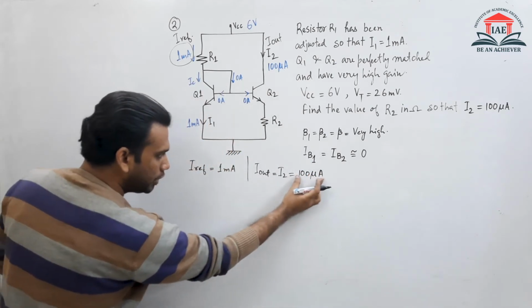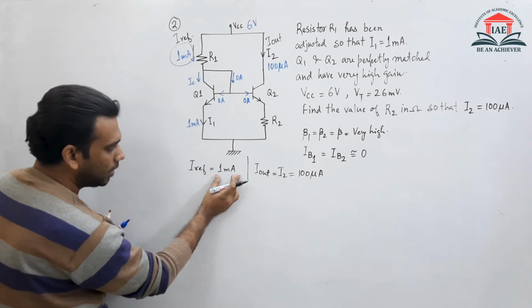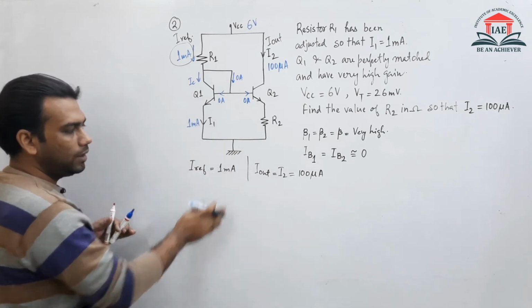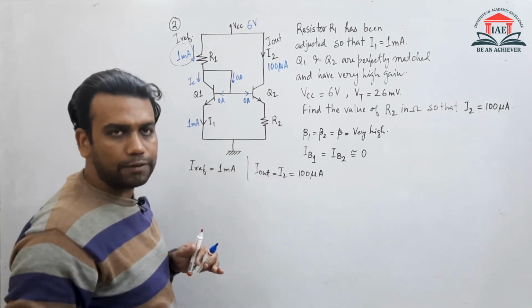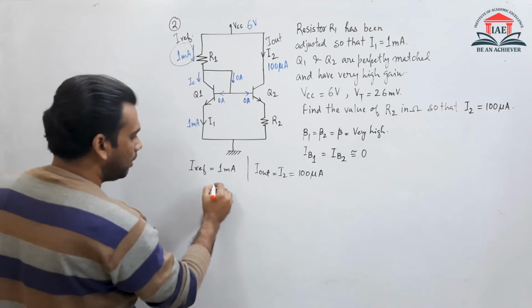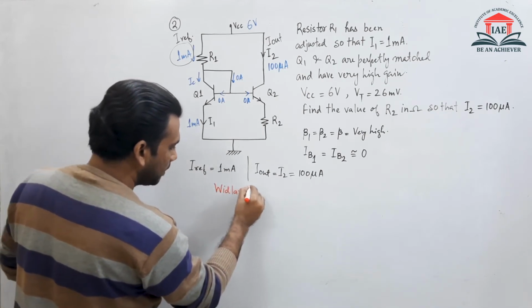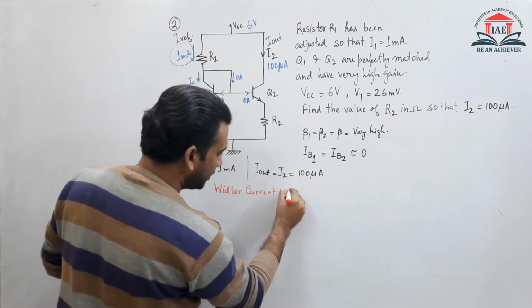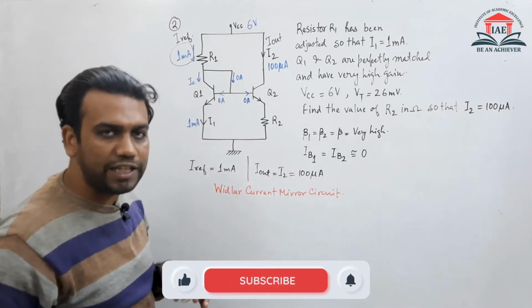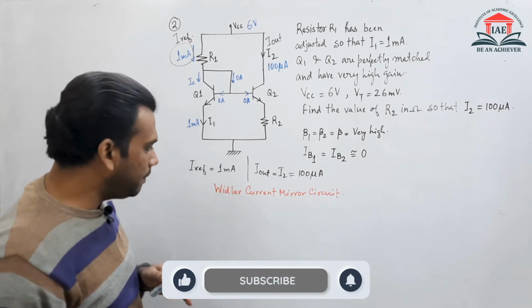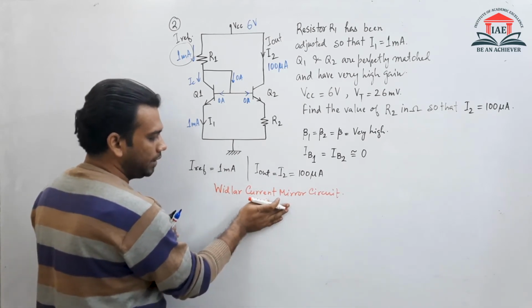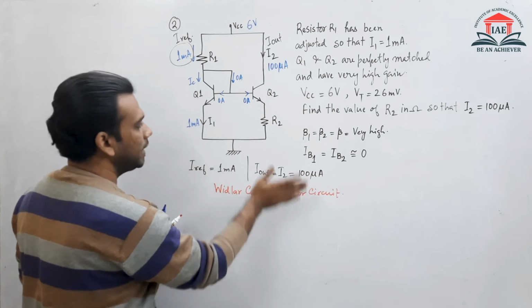So the output current is very small and the reference current is very large. In any current mirror circuit, if the output current is low with respect to the high input current, then a resistance has to be placed here. That is the Widlar current mirror circuit. So actually this circuit is nothing but a Widlar current mirror circuit. We have discussed this Widlar current mirror circuit in detail in the previous video. If anybody has not watched this video, I request them to go to this video link and see the video first, then come to this numerical.